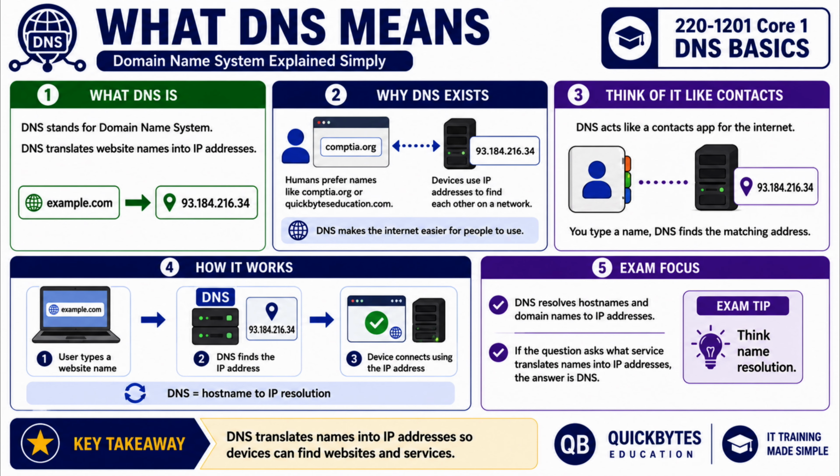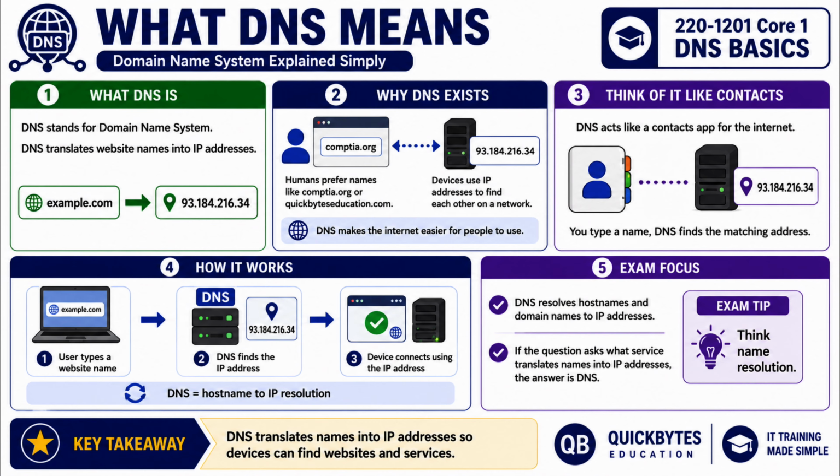DNS stands for Domain Name System. In simple terms, DNS translates website names into IP addresses. An IP address is the number a device uses to find another device on a network. But humans do not want to memorize addresses like 142.something.something.something. We want to type names like google.com, CompTIA.org, or QuickBytesEducation.com.